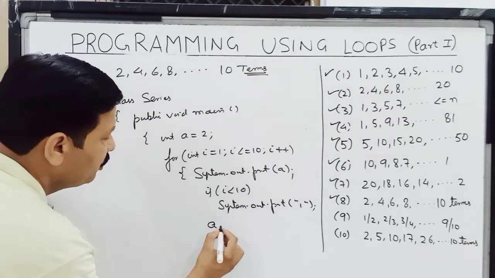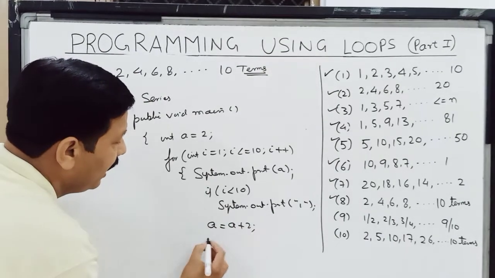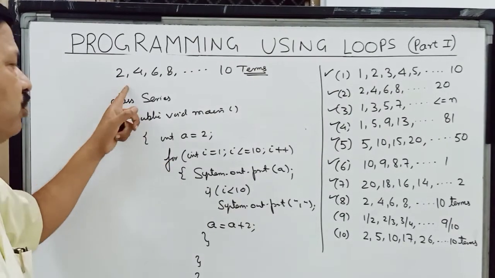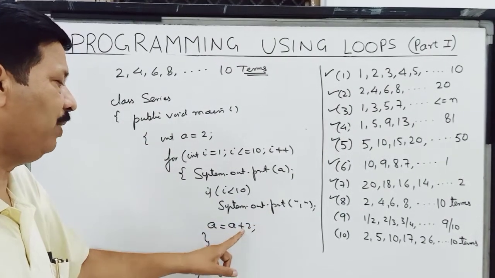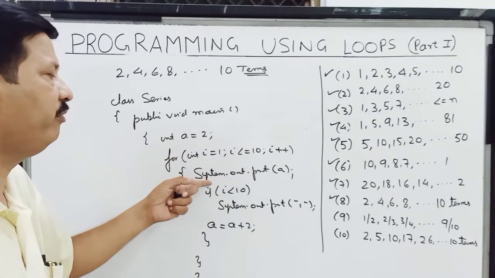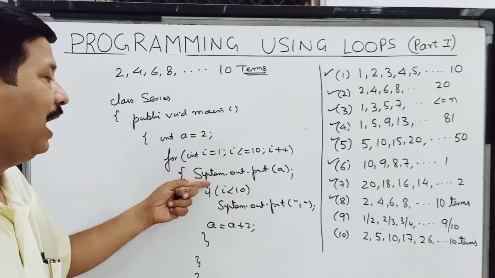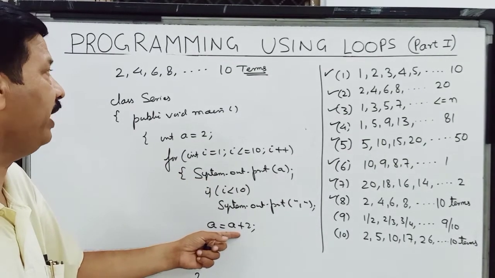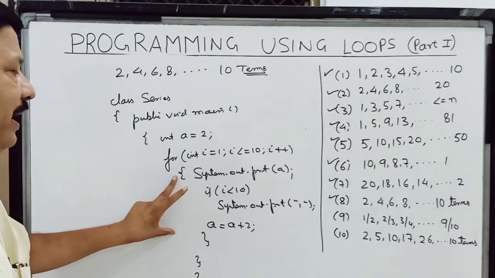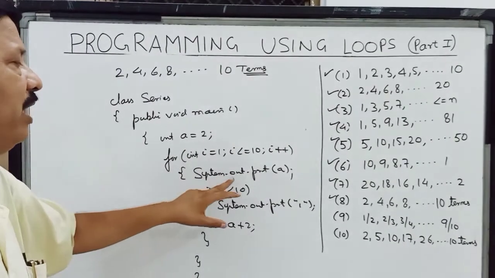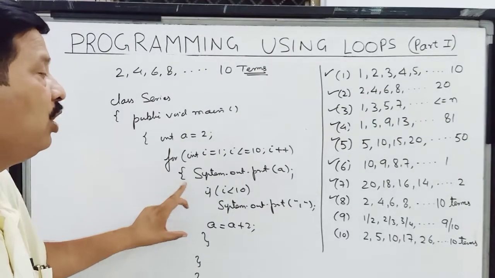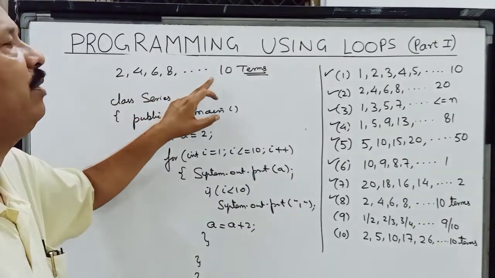And children, for the next value I am saying that a is equal to a plus 2. So after I print this 2 and a comma, a plus 2 will become 4, and the second time this loop gets executed, 4 gets printed. Then after the second time it becomes 6 and 6 gets printed. So this loop is going to get executed 10 times, and as I have written print a within a loop which is getting executed 10 times, my 10 values will get printed.